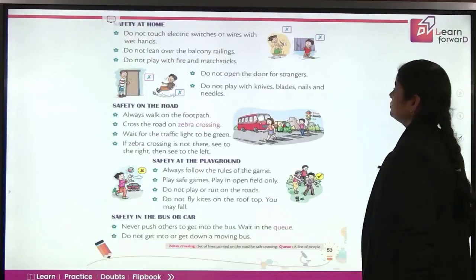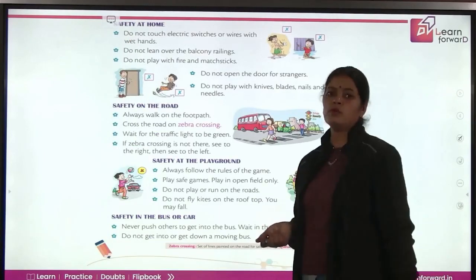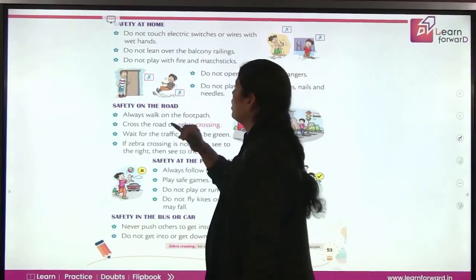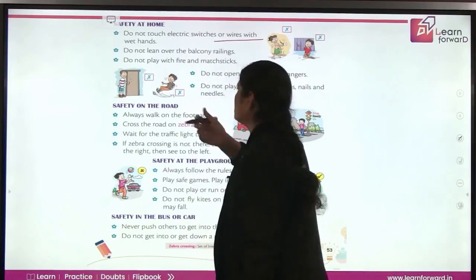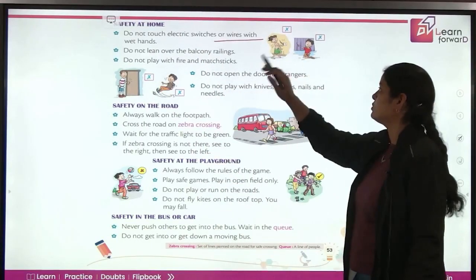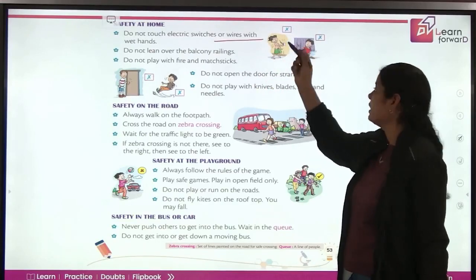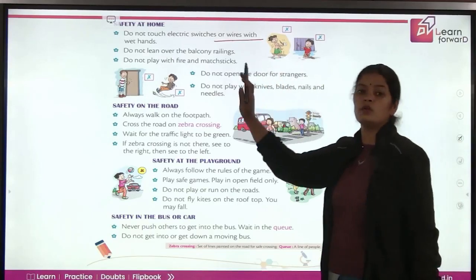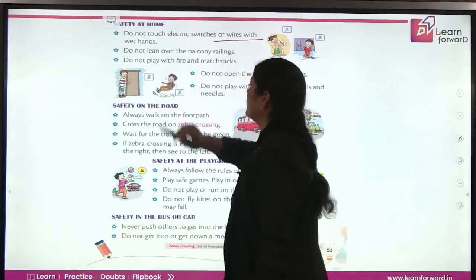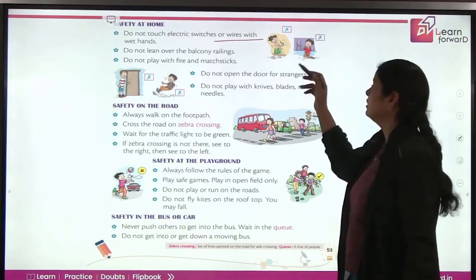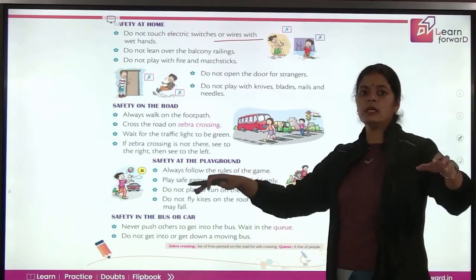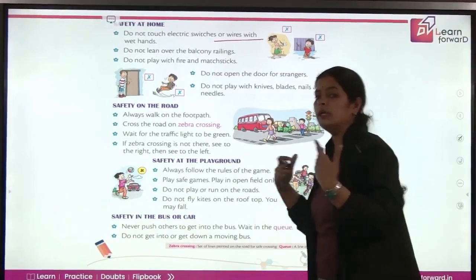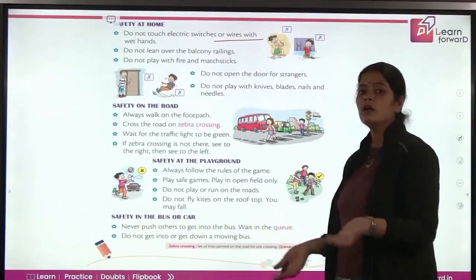When you are at home, what are the safety points that you need to keep in mind? First thing, do not touch electrical switches or wires with your wet hands. If you just come out of the bathroom and now you are touching the switch, this is a wrong thing. You can get a shock. Do not lean over the balcony railings. If you are living on the first, second or third floor, there is a balcony railing, and do not lean over it because accidentally you can fall.